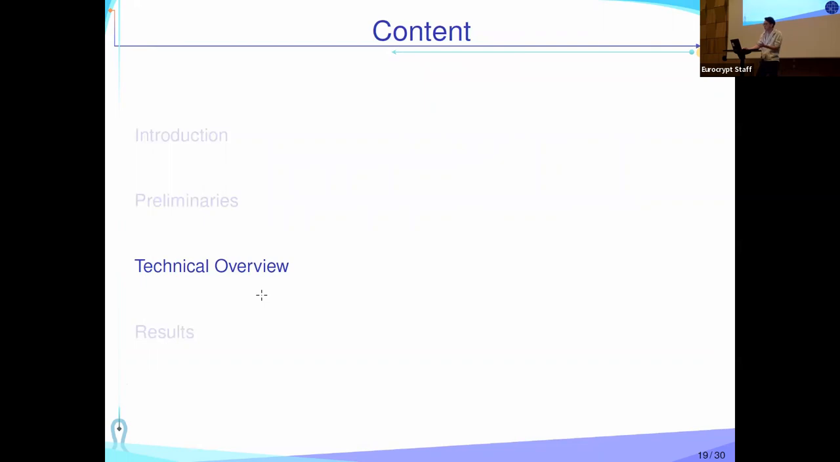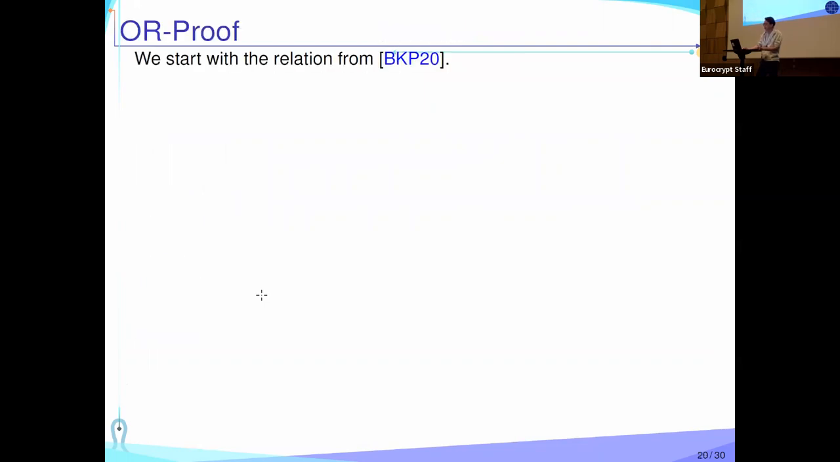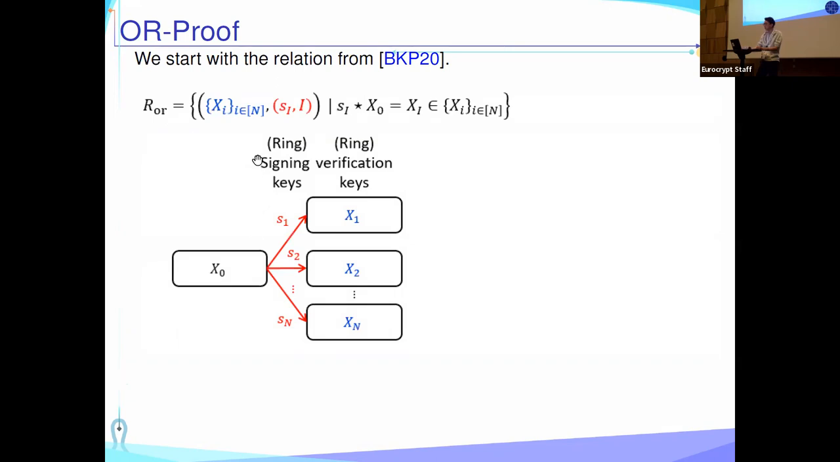And finally, we can talk about our technical overview. We start from the OR proof, or say the OR relation, taken from BKP20. Firstly, there's a statement OR relation we stated before. There is a bunch of statements here, and you have a secret witness for one of them. And the verification key will be this bunch of statements here. And your witness will be your secret signing key for each member.